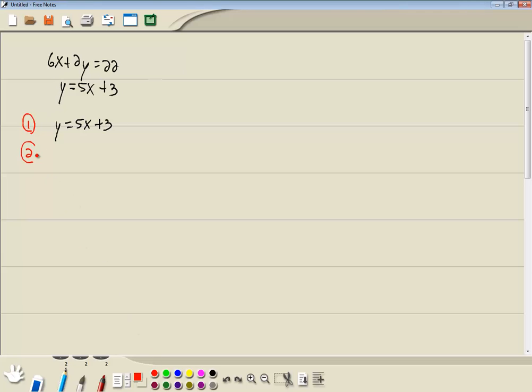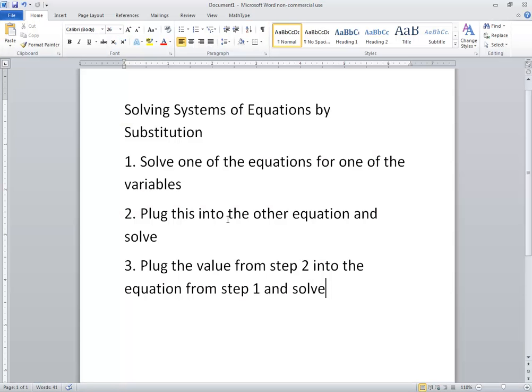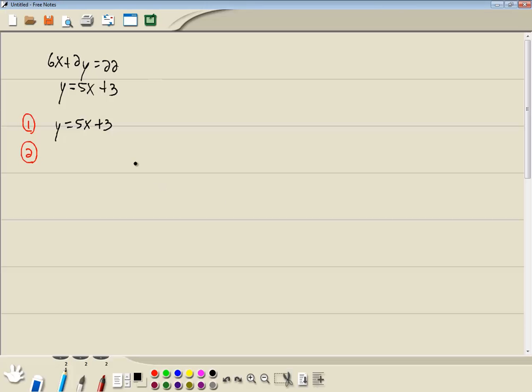Step 2. Plug this into the other equation and solve. Our other equation is 6x plus 2y equals 22. Now you want to be careful about that. Never plug it back into the equation you're working with. It has to be the other equation. Otherwise you get the wrong answer every time.